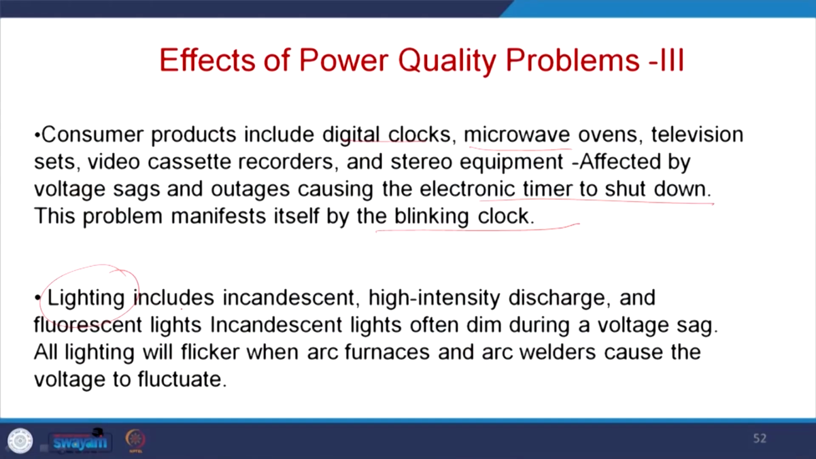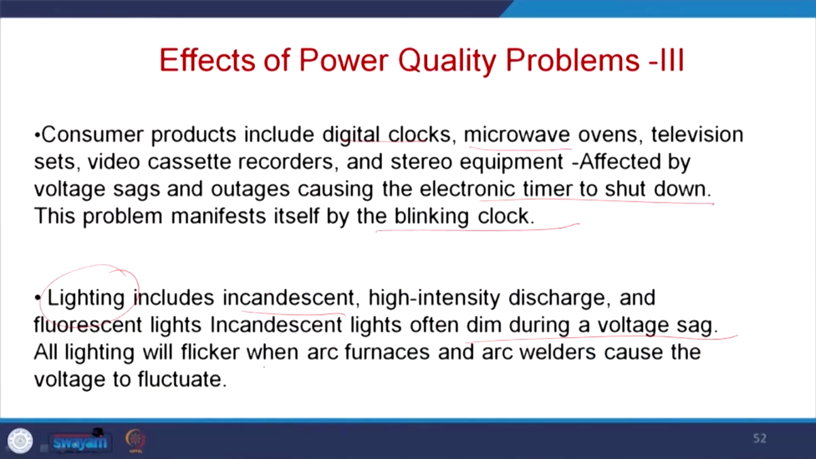Lighting is also a problem. It includes incandescent, high intensity discharge and fluorescent lights. Incandescent lights often dim during the voltage sag and may not turn on. That is what was found in most villages at least 5 years ago also. I find that in the evening, due to the sag in the voltage, your tube, the fluorescent lamp, does not work.